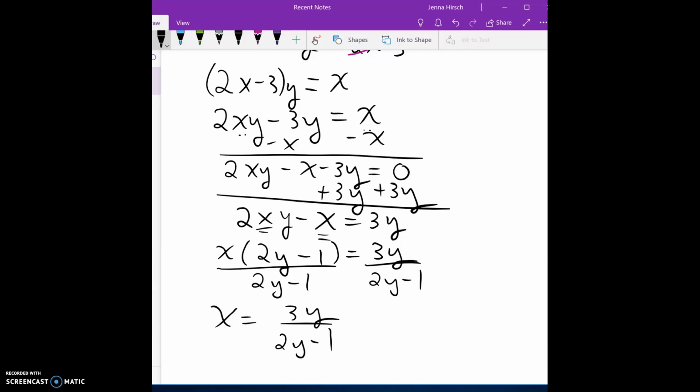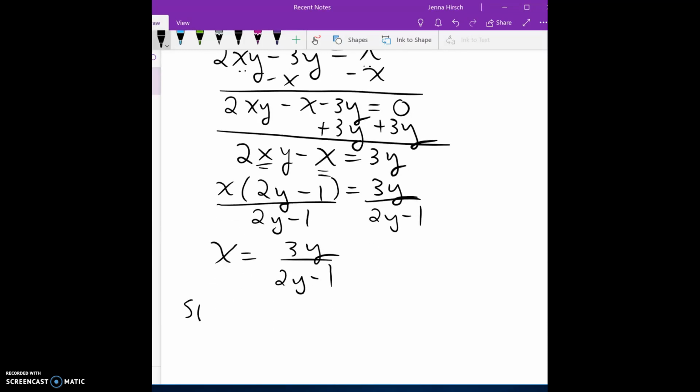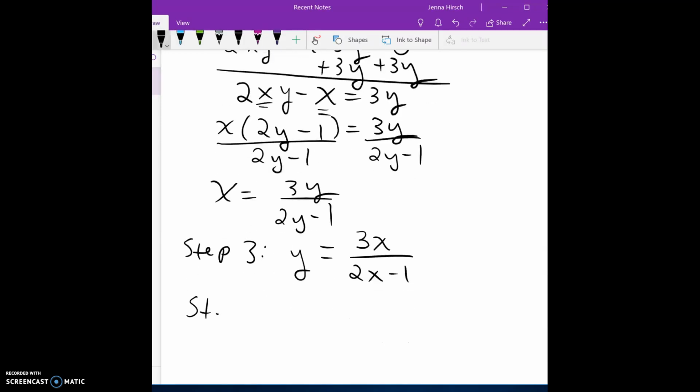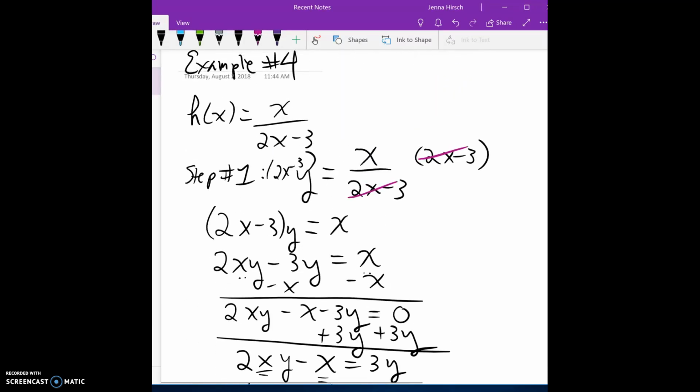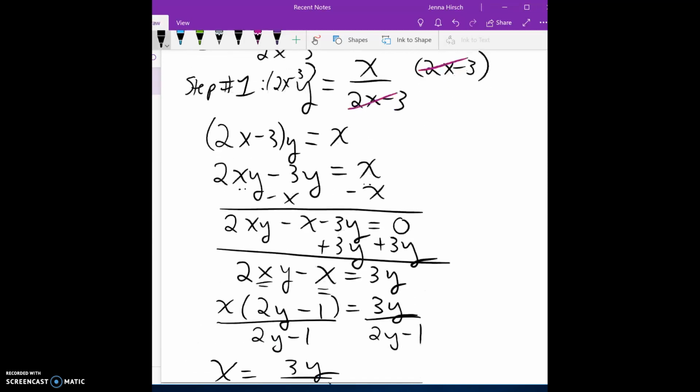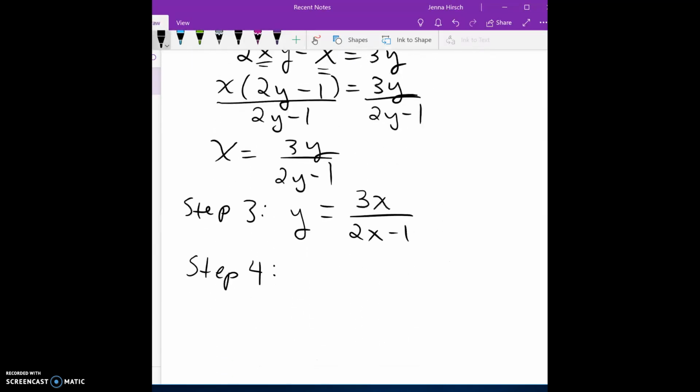Okay, so we took care of step 2. Step 2 was to get x by itself. Now remember what step 3 is. Step 3, I have to swap x's for y's and y's for x's. So step 3, we have y is equal to 3x divided by 2x minus 1. And then step 4, we're going to rewrite our y as the inverse function. We started off with h of x, so instead of calling that y, I'm going to call that h inverse of x equals 3x divided by 2x minus 1. So this is the inverse function of h of x.